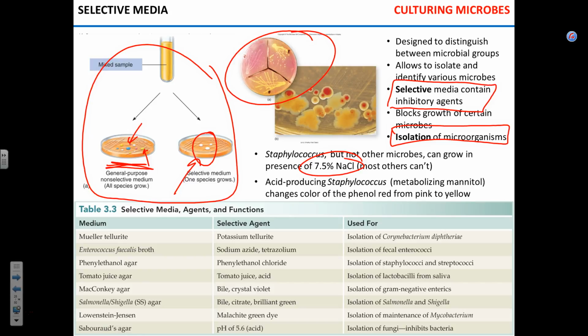So they can grow at higher salt than other microbes. So make a medium that contains a lot of sodium chloride. That essentially prevents microbes like, say, E. coli or Salmonella from growing in that medium. So you restrict it to Staphylococci.